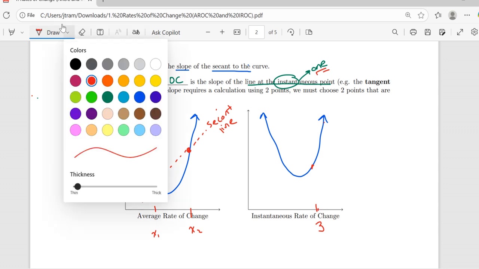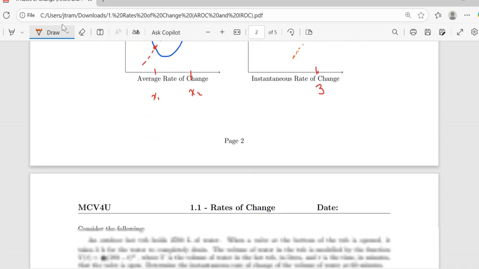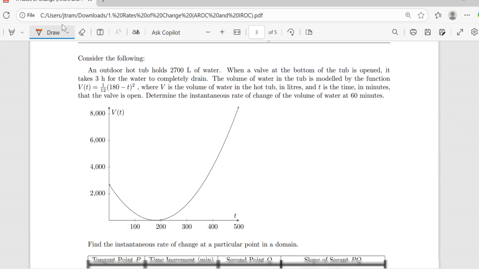Now the line that connects those two dots that are very close is a good estimate of the instantaneous rate of change at 3. The line that I'm about to draw now is called a tangent line. It is tangent to the curve at the point 3. So this is the tangent line. The slope of this tangent line will give us a good approximation of the instantaneous rate of change. So let's see what this looks like in action.